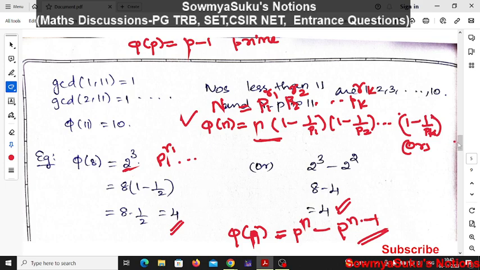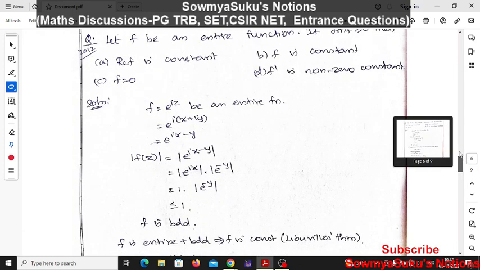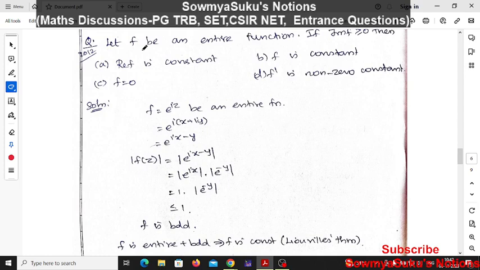Let's see the next question. This is CSIR NET 2012 question. Let f be an entire function. If imaginary of f is greater than or equal to 0, then real f is constant, f equal to 0, or f dash is a non-zero constant. So it is an entire function. Let's take f equal to e power iz, which is an entire function. Put z equal to x plus iy, so e power ix minus y. Take modulus on both sides, so e power ix into e power minus y.